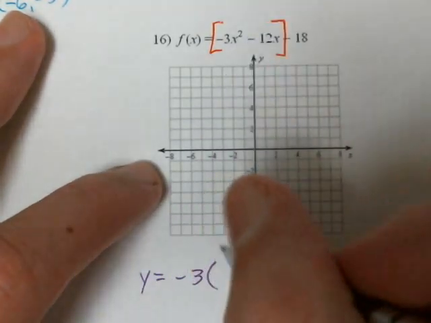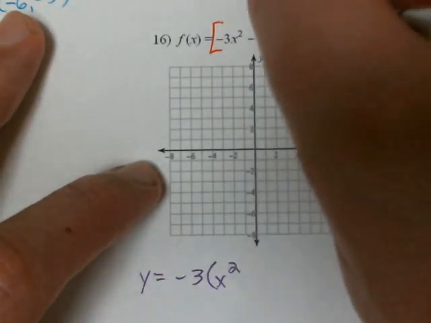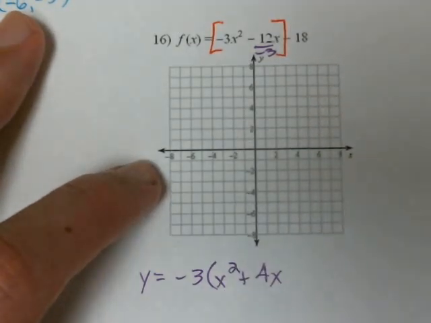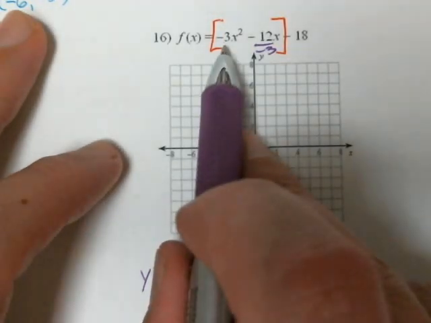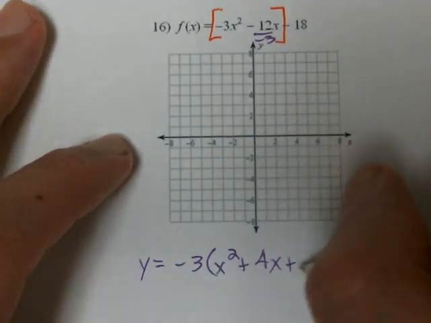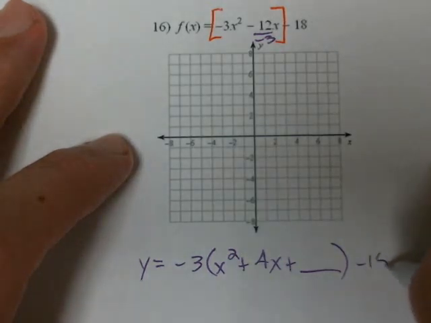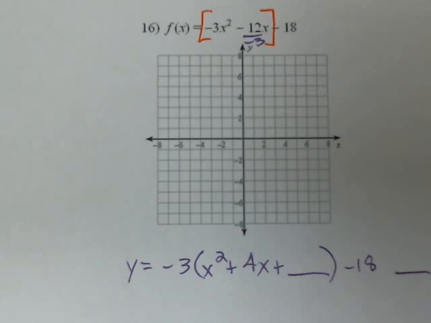That's going to leave me with x squared. Now again, a little tricky here, all these negatives. If I pull out a negative 3, I'm dividing negative 12x by negative 3. That's going to give me a positive 4x. If you're not sure, go back and redistribute real quick. Negative 3 times x squared, yep, negative 3x squared. Negative 3 times positive 4x, yep, negative 12x. Now here comes the plus blank, and then I've got the minus 18, and then I'm going to have another blank. I don't know if it's going to be positive or negative yet.